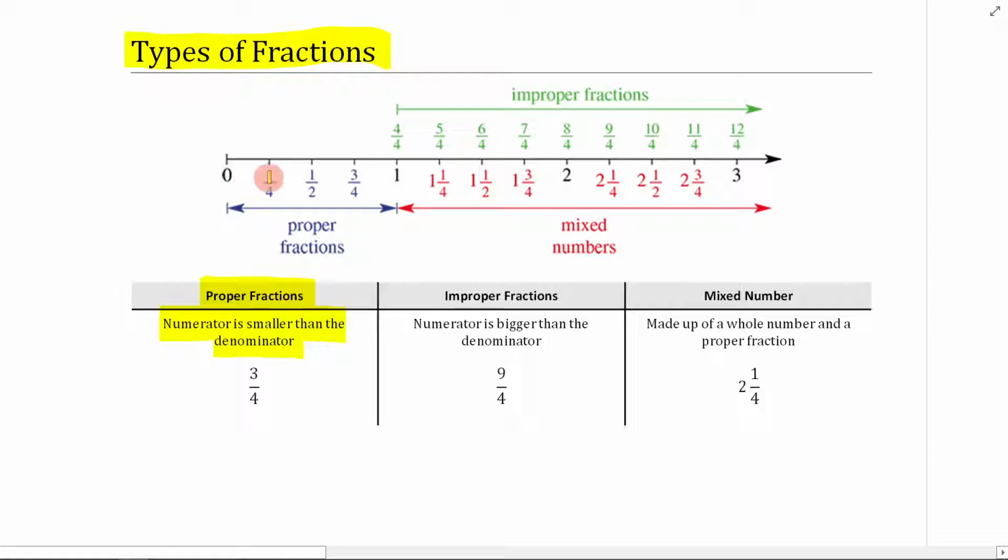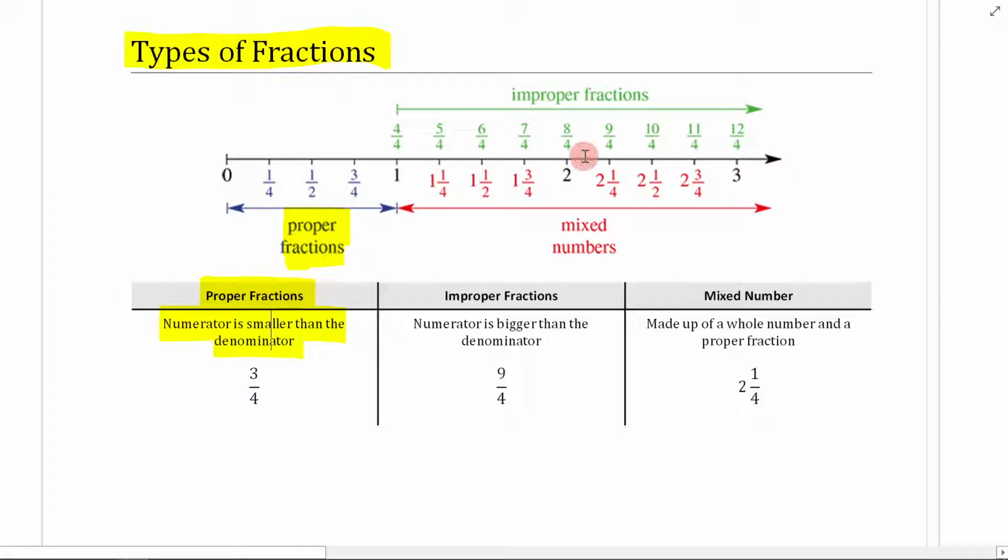Now, if we look up here at our number line, you can see that our proper fractions exist between 0 and 1. That's where all our proper fractions exist. So here are some examples: 1 on 4, 1 on 2, 3 on 4. As you can see, for all of these, the numerator is smaller than the denominator. So a property of a proper fraction is that it is less than 1, and therefore the numerator is smaller than the denominator.